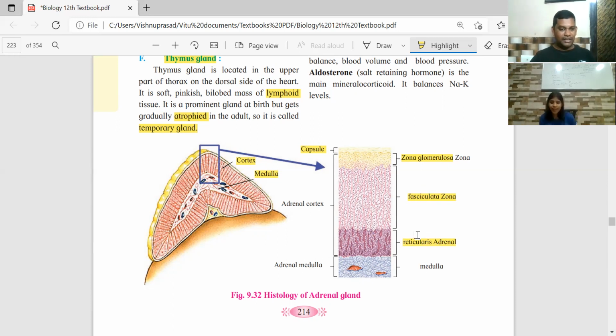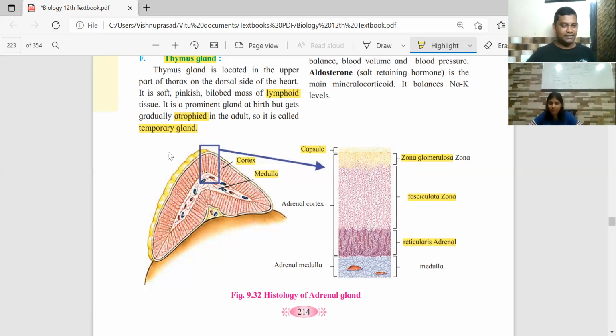The names have to be written correctly: zona glomerulosa, zona fasciculata, zona reticularis. Zona glomerulosa, then zona fasciculata, and below it goes zona reticularis. Below that is the adrenal medulla. Understood?